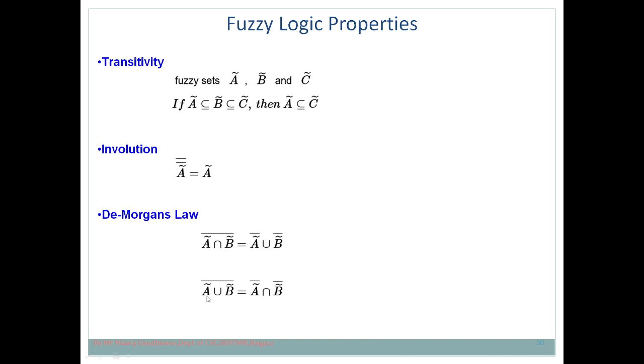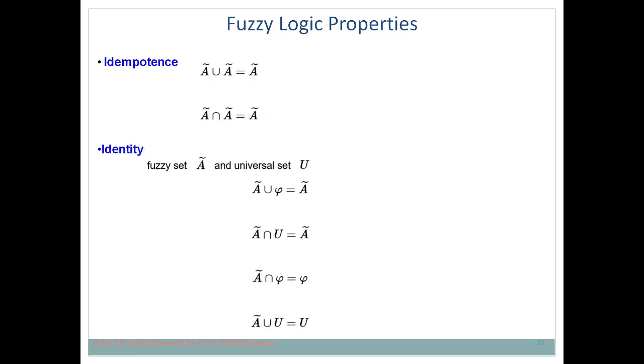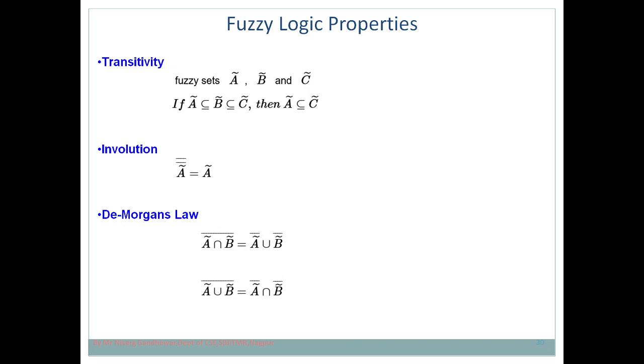Similarly here, fuzzy set A union fuzzy set B overall complement. So suppose we separate this complement to individual fuzzy set, then this union operation is replaced by intersection. So this is according to De Morgan's law. So these are the various properties of a fuzzy logic: commutative, associative, distributive, idempotence, identity, transitivity, involution, and De Morgan's law.